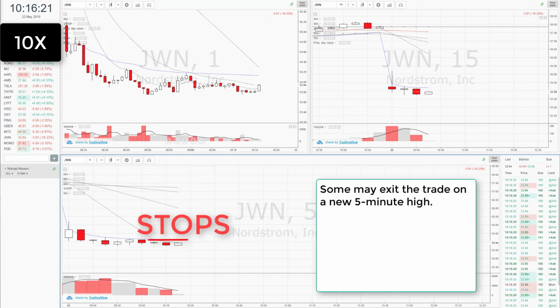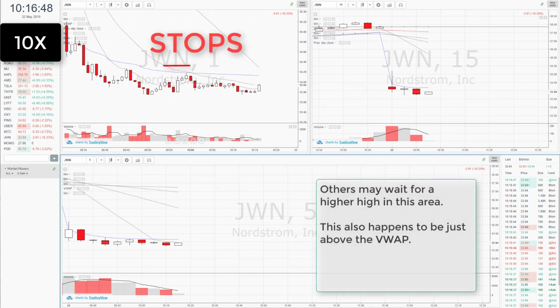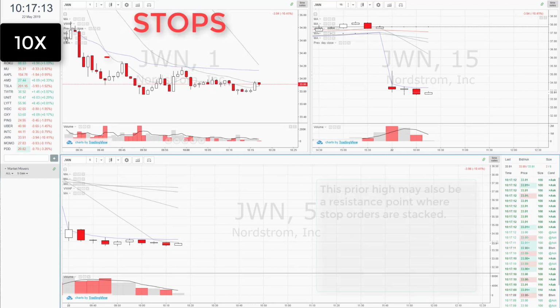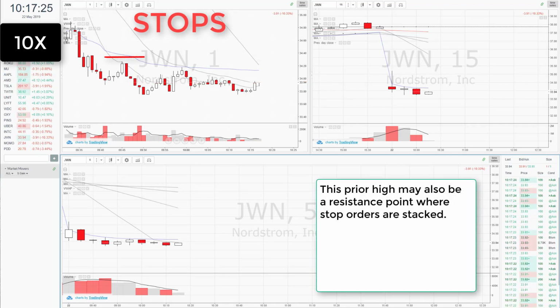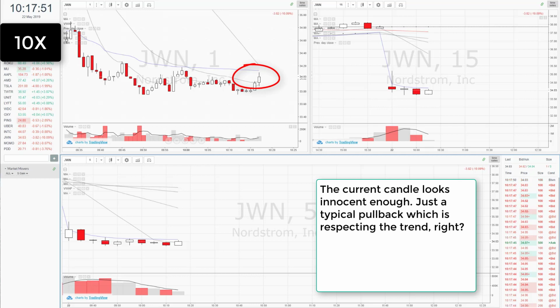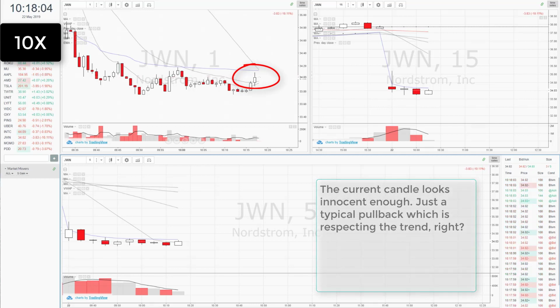Some may exit the trade on a new 5-minute high. Others may wait for a higher high in this area. This also happens to be just above the VWAP. This prior high may also be a resistance point where stop orders are stacked. The current candle looks innocent enough, just a typical pullback, right?